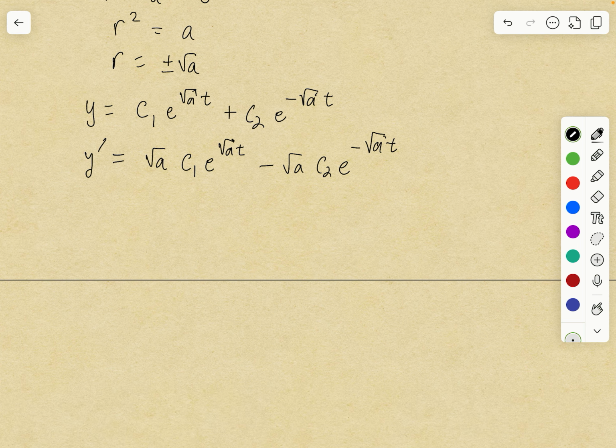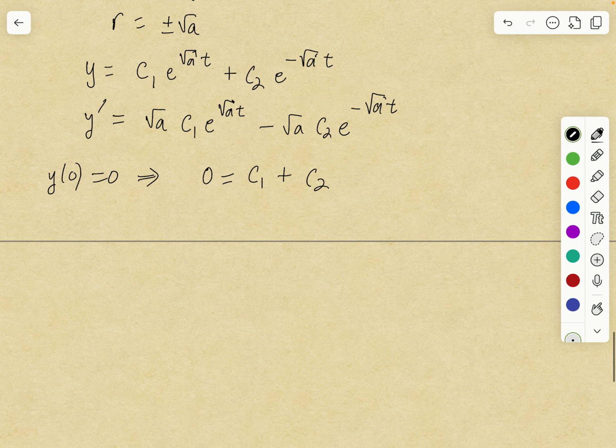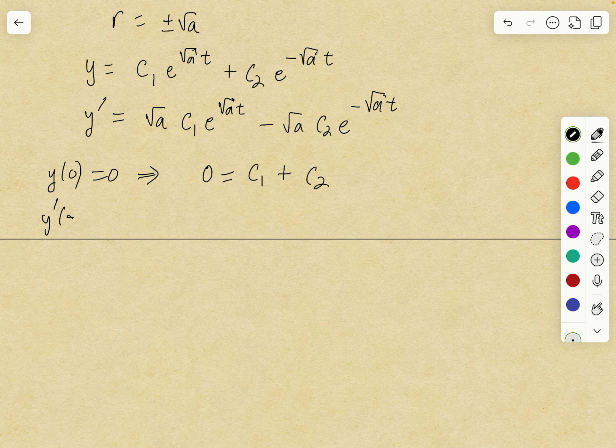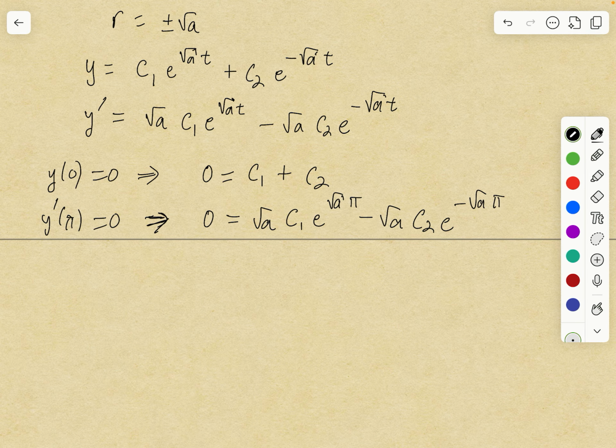So now we plug in our initial or boundary value conditions. y of 0 equals 0 into the first equation tells us that 0 equals c1 plus c2. Because e to the 0 is 1, right? Now we plug in what we know, that y prime of pi equals 0. So that's going to give us 0 equals the square root of a times c1 e to the square root of a times pi minus the square root of a c2 e to the minus square root of a times pi.